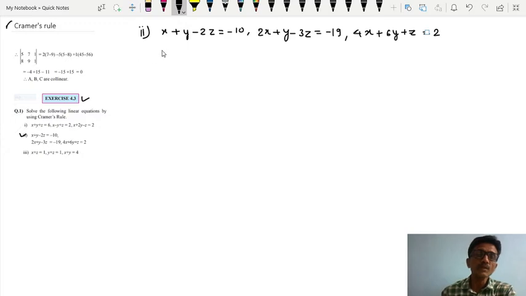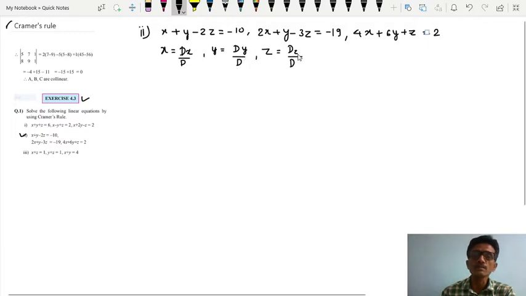So Cramer's rule is what? x is equal to dx upon d, y is equal to dy upon d, and z is equal to dz upon d. So what are these d, dx, dy and dz? d is the determinant of the coefficients of x, y, z, and dx is obtained from d by replacing coefficients of x by constants. dy is obtained from d by replacing coefficients of y by constants, and dz by replacing coefficients of z by constants. So let's find d.